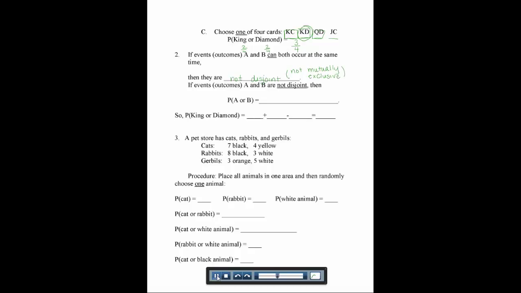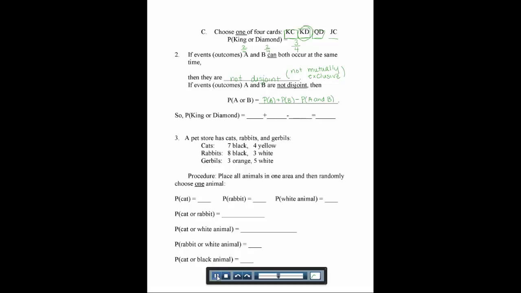Okay, so here's our rule. If 2 outcomes are not disjoint, then the probability of A or B, we take the probability of A plus the probability of B, and then we've overcounted some. So then we subtract the probability that A and B both occur at the same time. Okay, so we have to subtract the ones that we've counted twice.